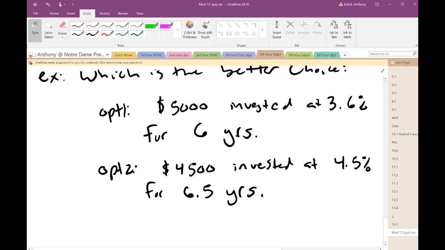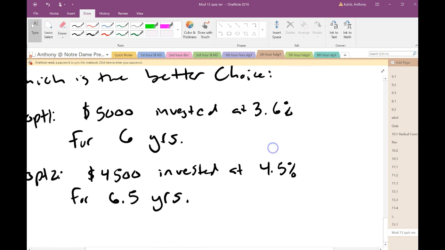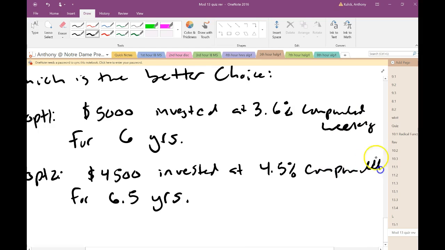Okay. So we're asked here which option is the better choice. So you're able to choose one of these two things. You get $5,000 invested at 3.6% interest, and we should say something there about how often it's compounded. Compounded weekly for 6 years. And that, or you can have $4,500 invested at 4.5% interest, compounded continuously for 6.5 years.